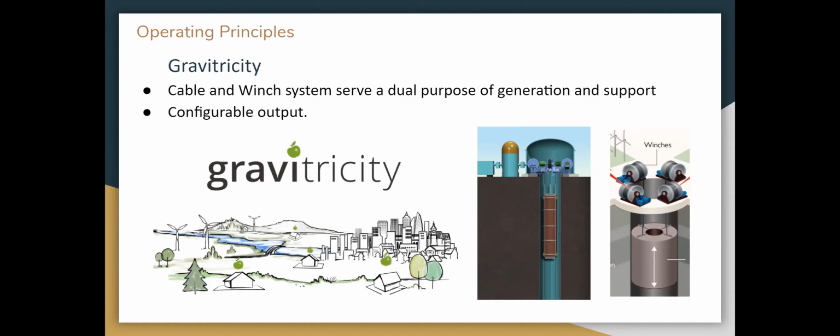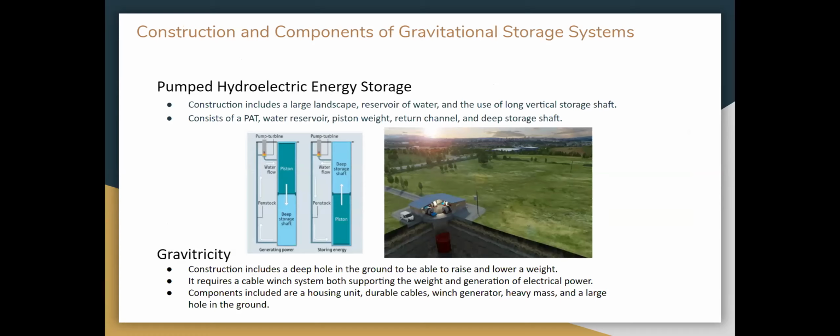In Scotland, where Edinburgh is the capital, electrical networks usually need to stabilize at 50 hertz. And Graviticity is pretty well suited for this because they have a fast response time of less than a second for full power. This cable and winch system allows for discharging and recharging of the gravitational potential energy again and again. And the next one, we're on to the construction and components.